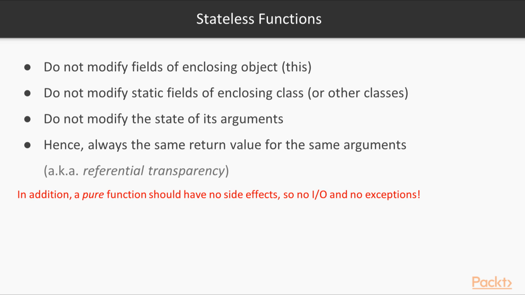What about stateless functions? Well, we've been using this word a lot, and we've roughly introduced the term in the first section. Let's go over it again. Stateless functions do not modify the fields of the enclosing object, so the fields of this. They do not modify static fields of the enclosing class or any other class, and they do not modify the state of their arguments. Therefore, they always return the same value given the same arguments. And this latter property is also known as referential transparency.